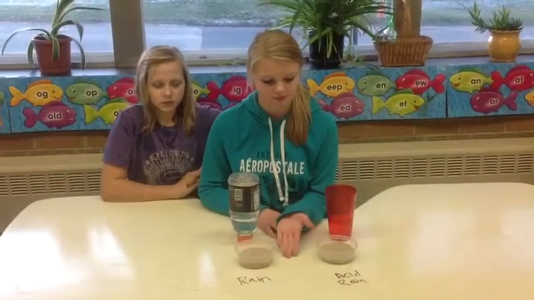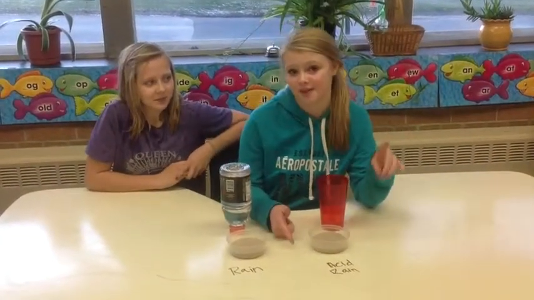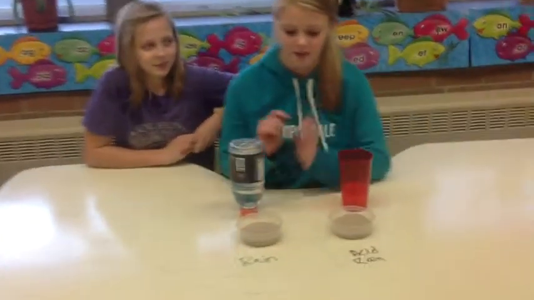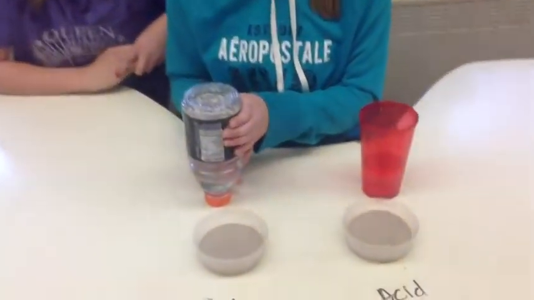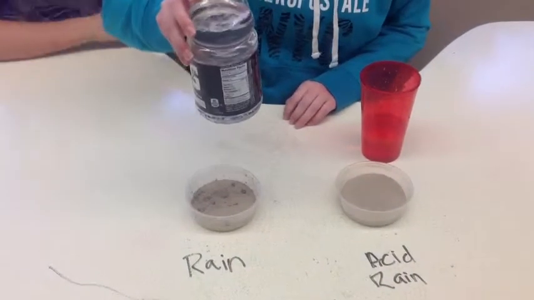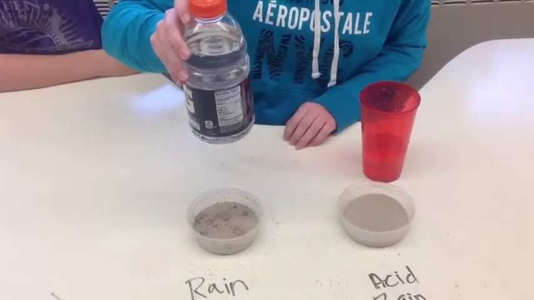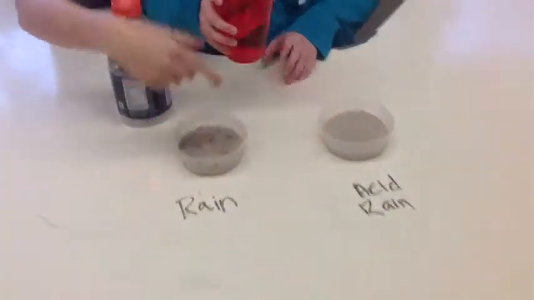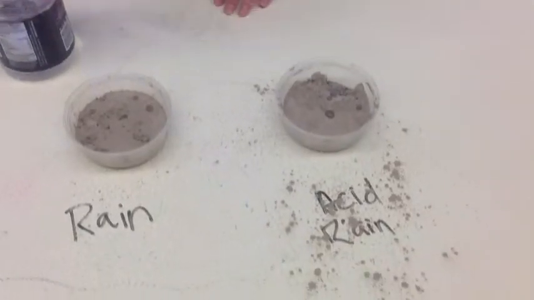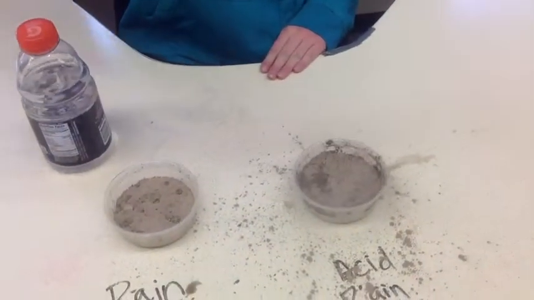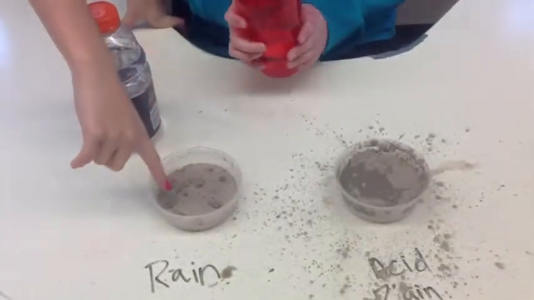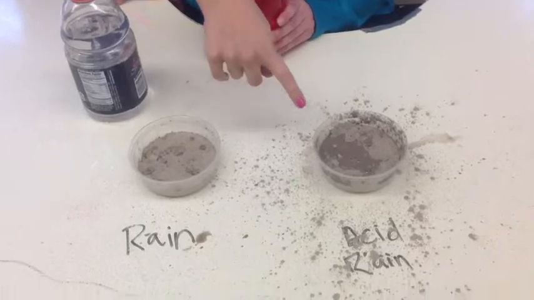Here we have rain and acid rain. Acid rain erodes land more. Rain does not. One demonstration. As you can see, acid rain. No, wait, please. See, it erodes the land more. As you can see, the little holes in this one is rain, and the mud puddle, it erodes it more.